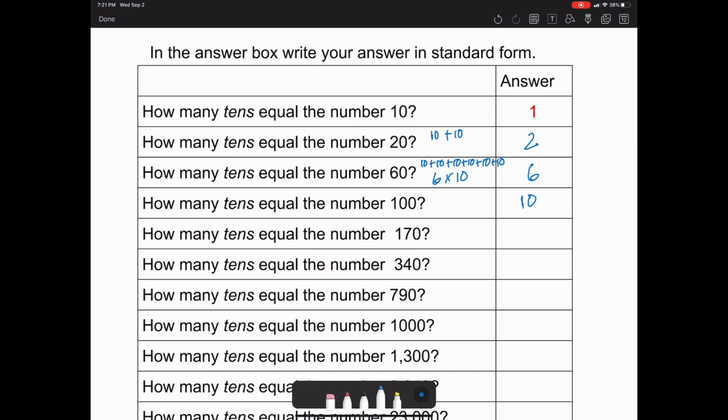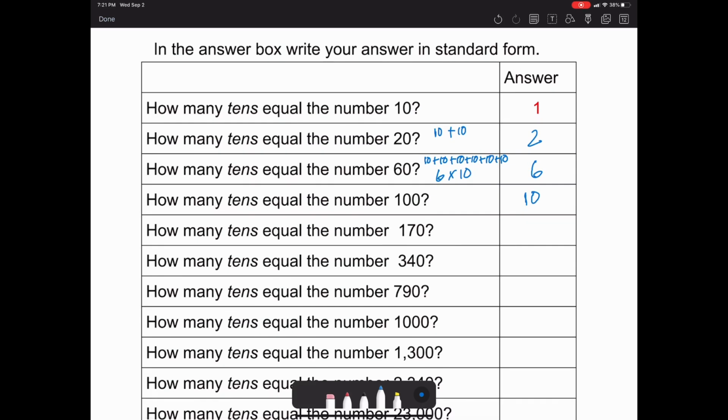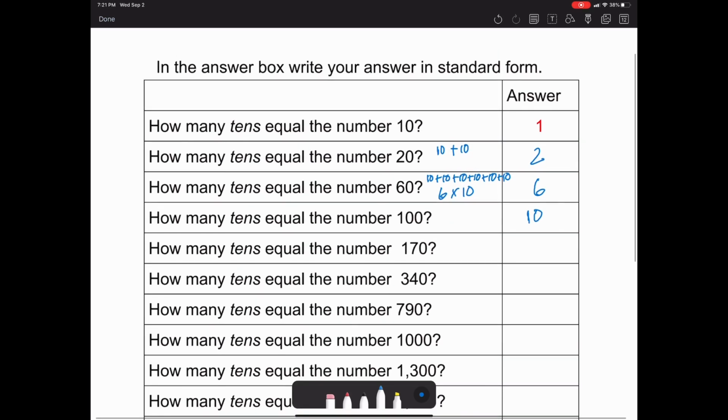Okay, so when you get to 170, it might cause you a little bit of pause. How many tens equals 170? But if we look back at the pattern here, we might be able to figure out what to do for the rest of these that are larger numbers like this. I notice that the number of tens here is 1 in the first one, and there's a 1 in the number 10 and then 0.